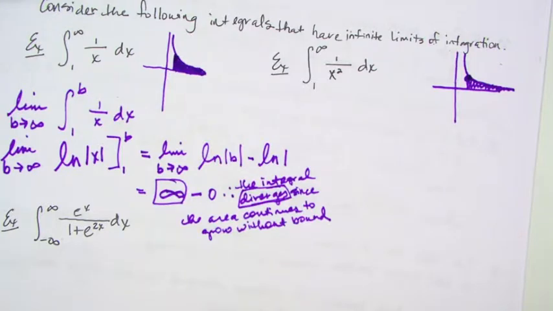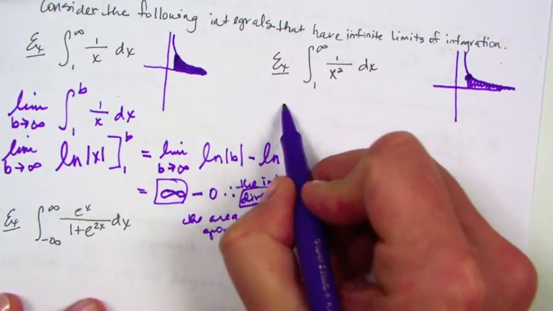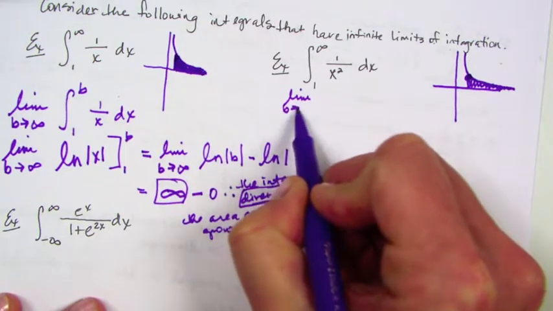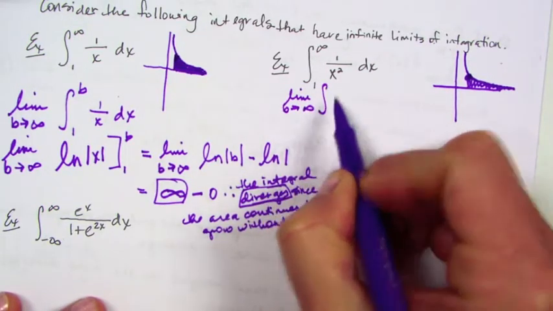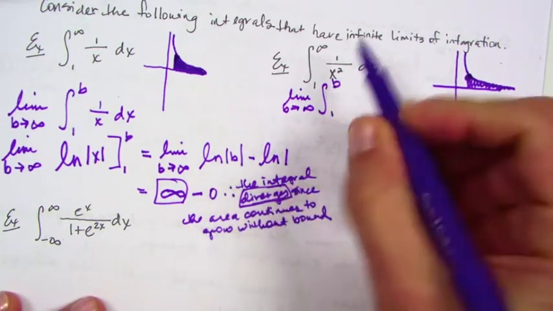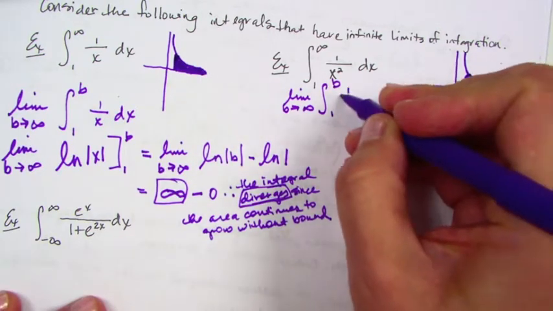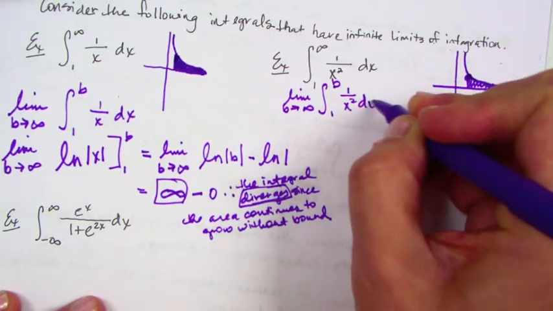All right, so what's my first issue? There's infinity. I have an infinite limit of integration which I cannot have. So what am I going to do? Limit as b approaches infinity of the integral from 1 to b of 1 over x squared dx.